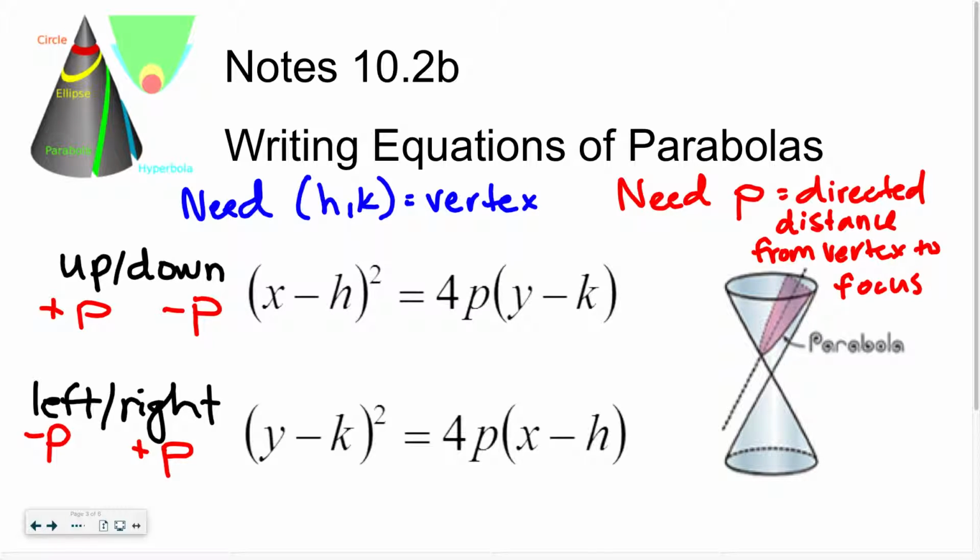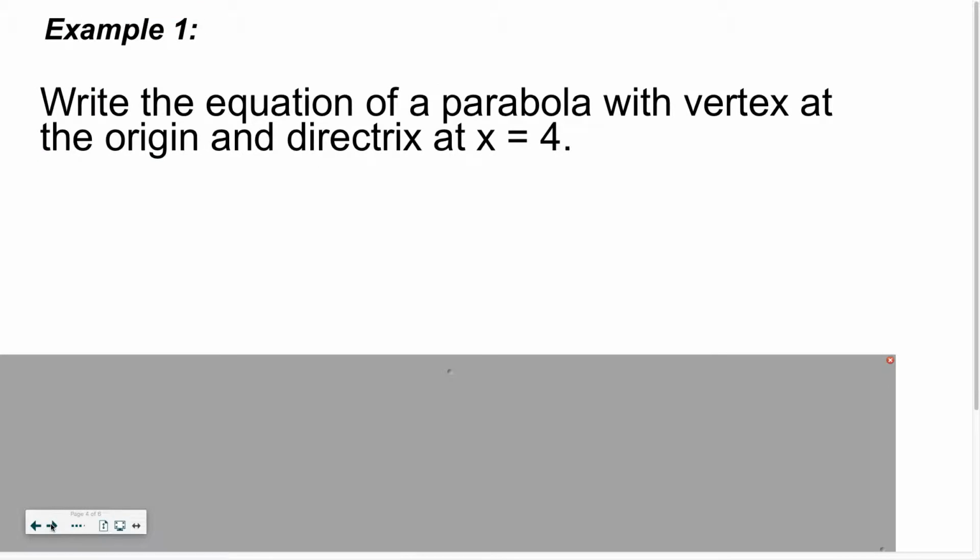Okay, and then when you write equations for me, x and y should be variables in the equation so that it represents the actual conic section, and we could fill in different values for x and y to get points around that shape. So let's do an example together, and then I've got a few more examples for you to try. We're going to write the equation of a parabola with a vertex at the origin and a directrix at x equals 4.